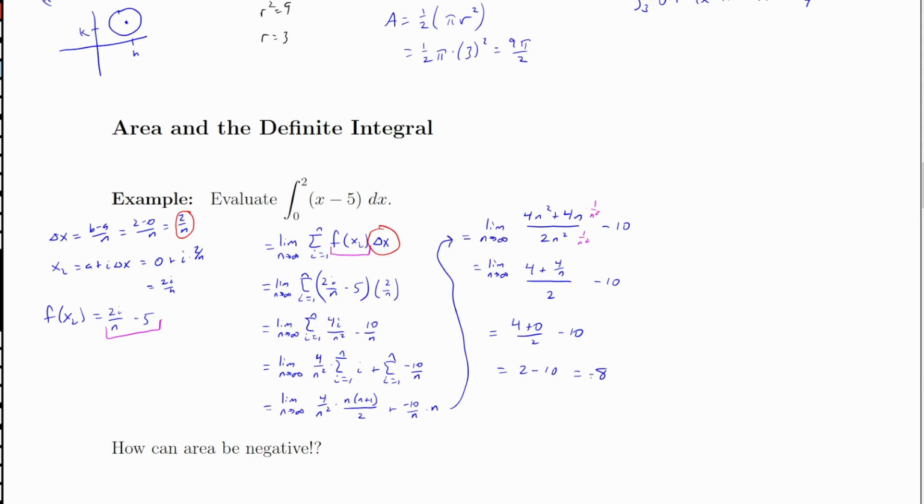My integral is negative, but areas can't be negative. So now let's look at a graph and see what's going on. So if I graph x minus 5 on the interval 0 to 2, the intercept is negative 5. When I plug in 2 for x, I'm going to get negative 3 for y. So the region that we're looking at is entirely below the x-axis.